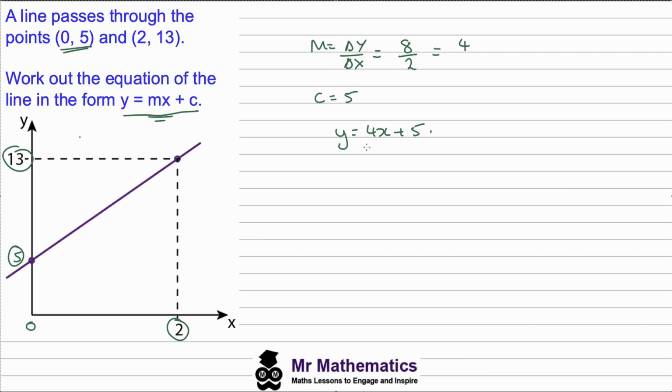And we can check this works. We've been given a value of x and a value of y here. We can substitute them in. So 13 will equal 4 lots of 2 plus 5. And you can see that 8 plus 5 does make the 13. Okay, let's try another question.